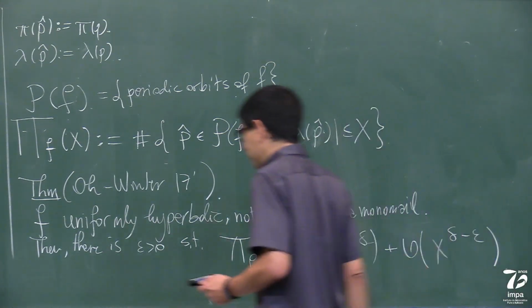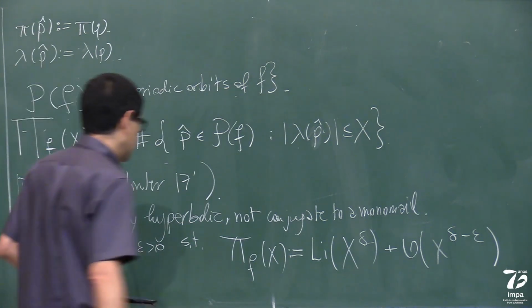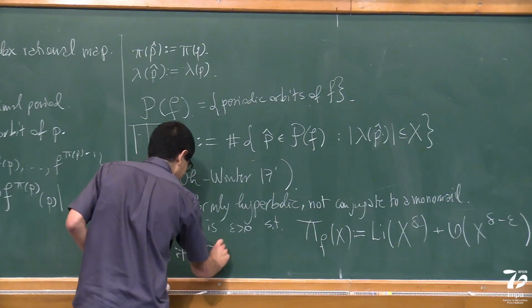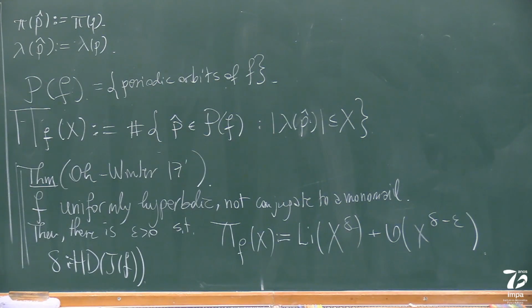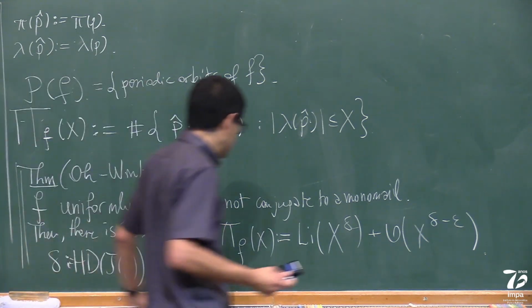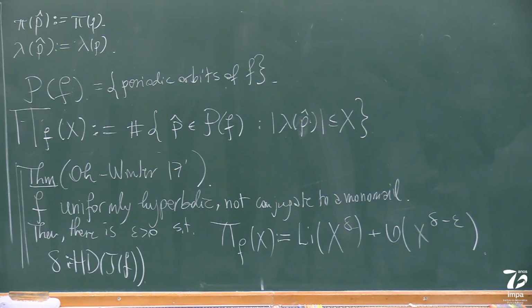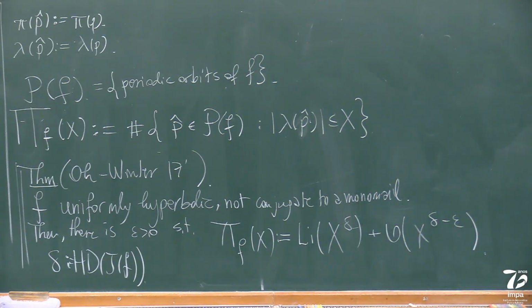And I forgot to define delta. So delta here is the Hausdorff dimension of the Julia set. All right, so, okay, I mean, you can maybe do some computations to see that this is the right expected number. I mean, you would expect roughly x to the delta, and this gives a way more precise statement.